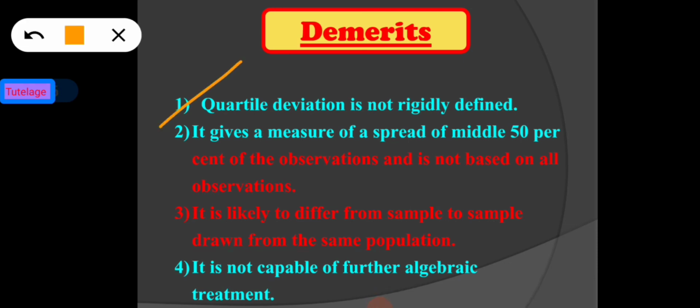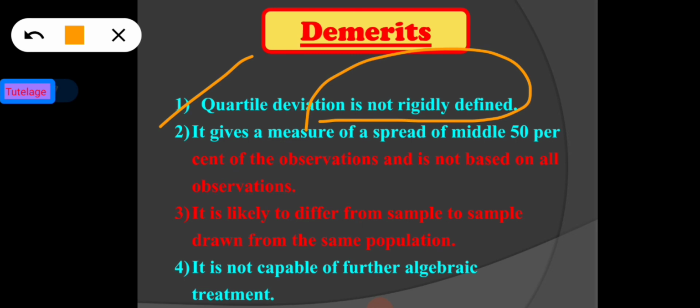So the first one is that quartile deviation is not rigidly defined. In the case of the number of observations being such that n by 4 or n plus 1 by 4 is a fraction, the first and third quartiles are estimated only approximately. So that's why this is not rigidly defined.